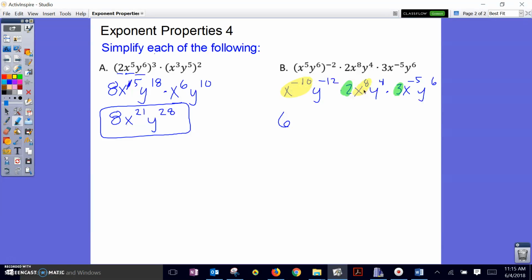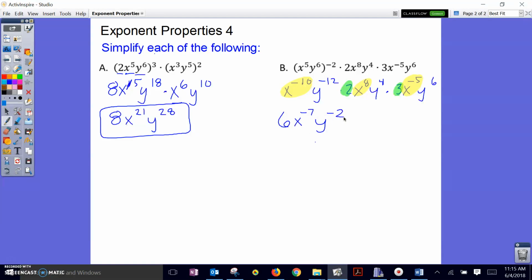Then my x's. X to the negative 10, x to the 8, x to the negative 5. To multiply all those together, we're just going to go ahead and add the exponents. Gives us, let's see, negative 10 plus 8 is negative 2. Negative 2 plus negative 5 is negative 7, so that gives us x to the negative 7. And then I'm going to do the same thing with my y's. Y to the negative 12 times y to the 4th times y to the 6th. Y to the negative 12 times y to the 4th is y to the negative 8 by adding those. And y to the negative 8 times y to the 6th is y to the negative 2.